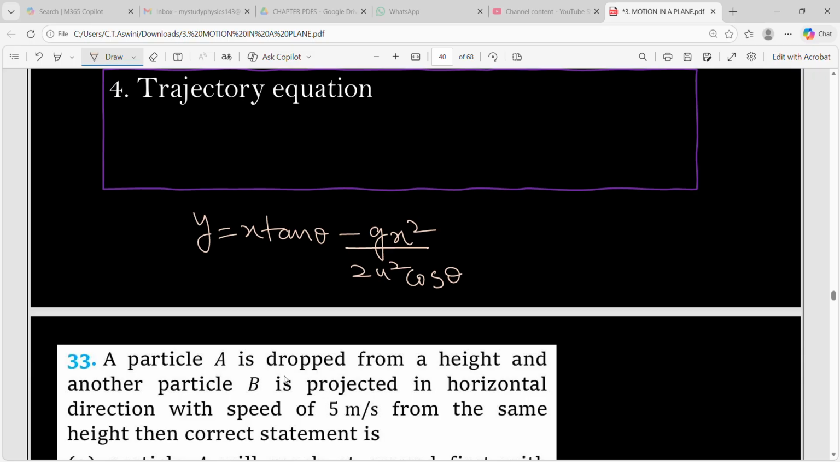What is cos 0? Cos 0 is 1. And what is tan 0? This is 0. So what are you left with? y equals just minus g x square by 2u square. This is the trajectory equation.